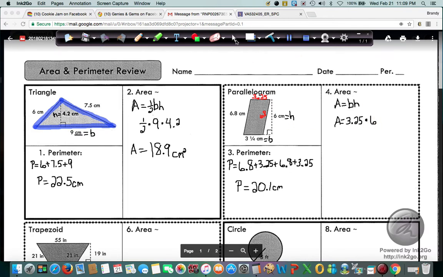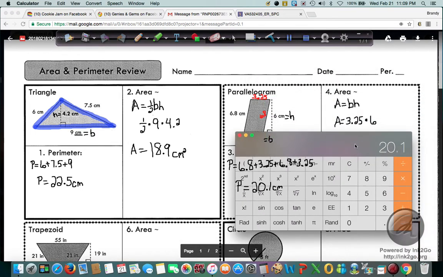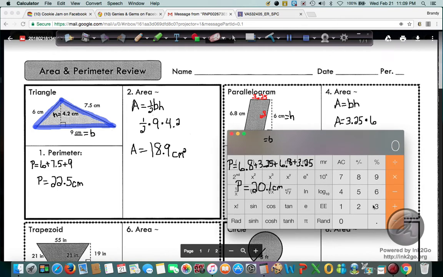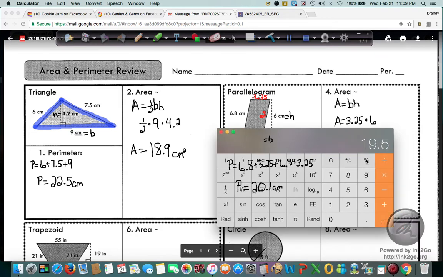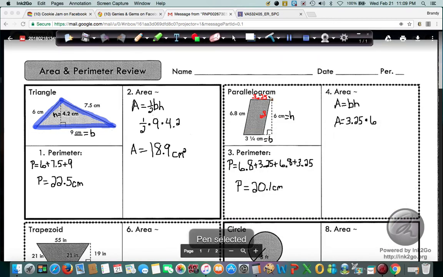So we're going to grab the handy dandy calculator one more time over here. Bring it down a little bit. 3.25 times 6 equals 19.5. So the area of this parallelogram is 19.5. And again, because you multiply two dimensions, your base and your height, it's going to be centimeters squared.